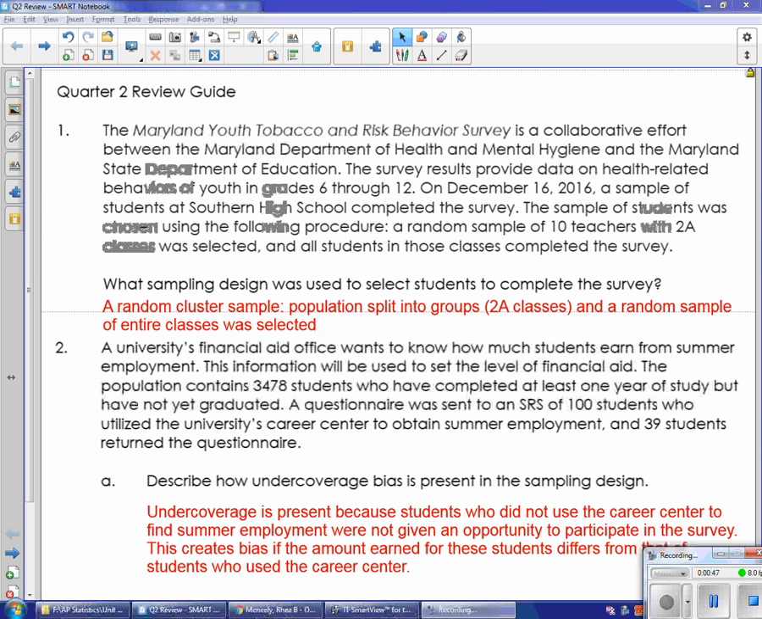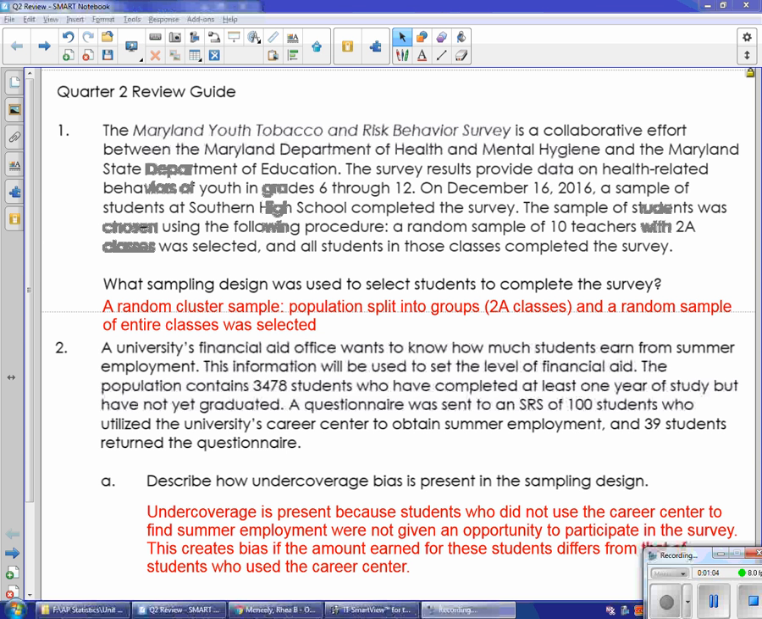On December 16, 2006, a sample of students at Southern High School completed the survey. The sample of students was chosen using the following procedure. A random sample of 10 teachers with 2A classes was selected, and all students in those classes completed the survey. What sampling design was used to select the students to complete the survey?